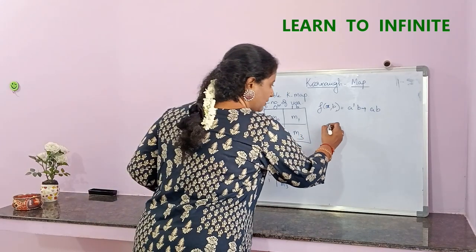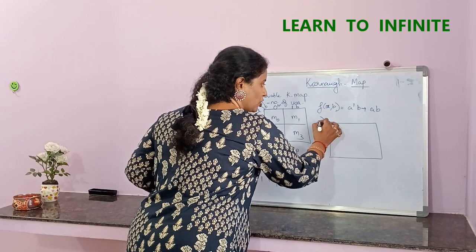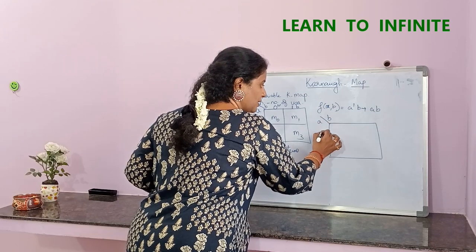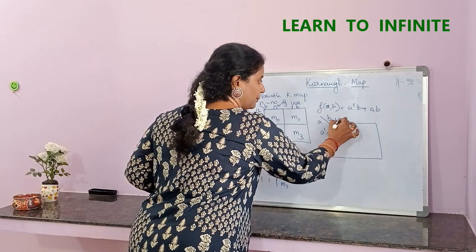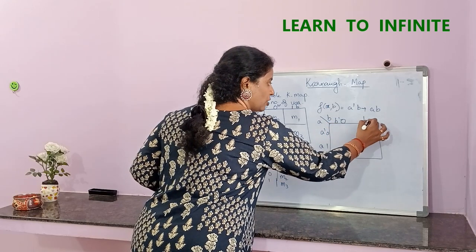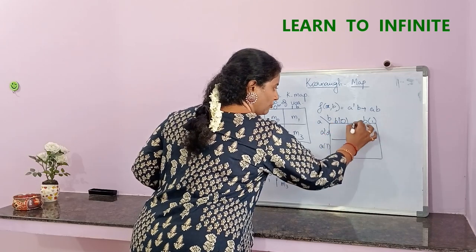Now, you already know how to formulate a 2 variable K-map. The left hand side is going to be a, b. This is a dash or 0. This is a or 1. Again, this is b dash or 0, and this is b or 1. Right? Okay, so totally 4 squares.